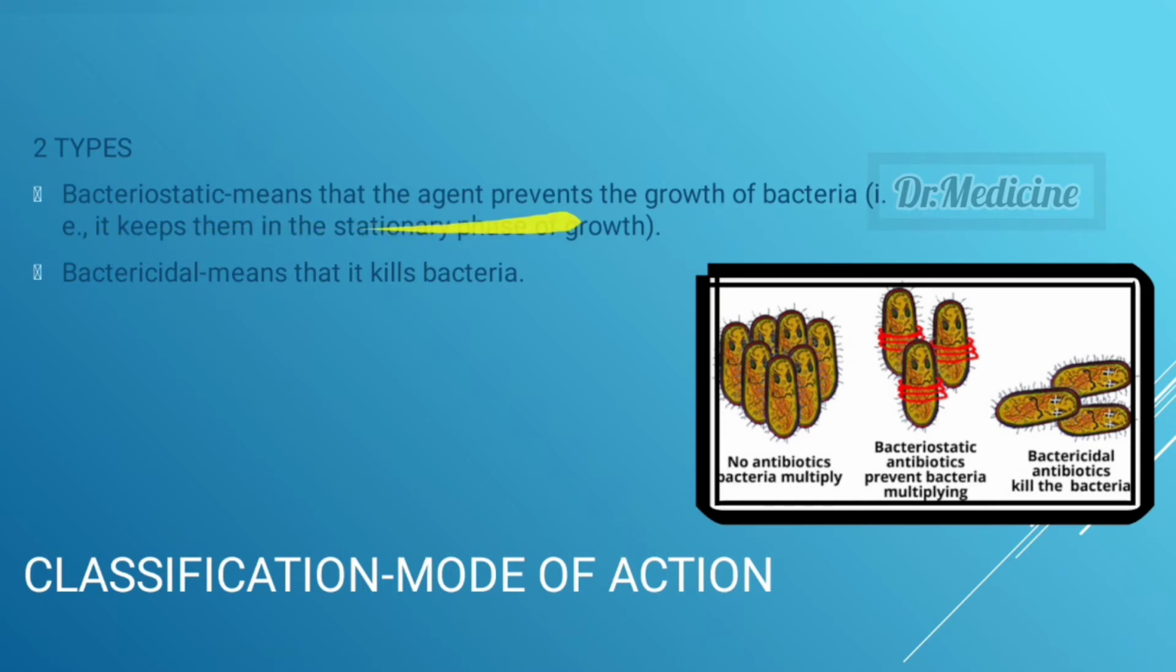Bacteriostatic means that the agent prevents the growth of bacteria, that is, it keeps them in the stationary phase of growth, whereas bactericidal means that it kills the bacteria. With no antibiotics, bacteria multiply. Bacteriostatic antibiotics prevent bacteria multiplying, and bactericidal antibiotics kill the bacteria.